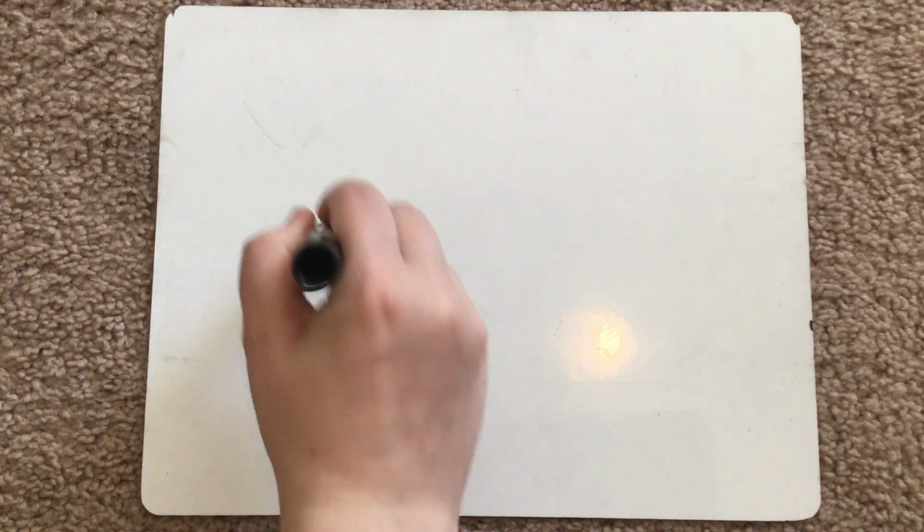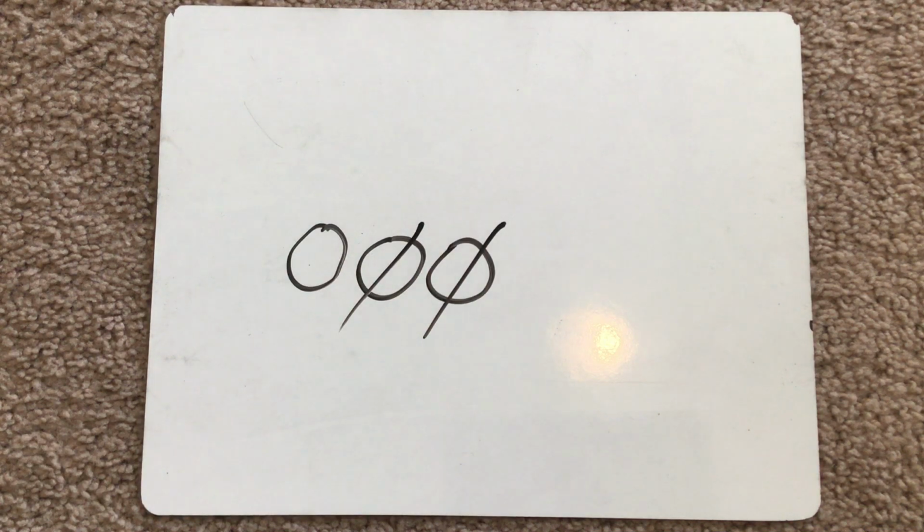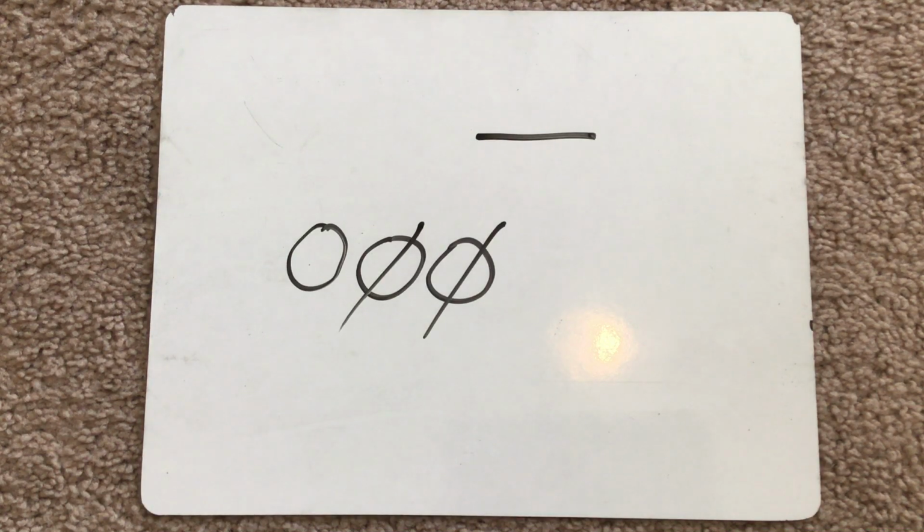Hey friends, this is day 2 of subtraction. Yesterday we learned about our crossing out strategy. So we draw the circles and then we cross some of them out based on what the numbers are in our equation. We also learned about that. Do you remember what that's called?